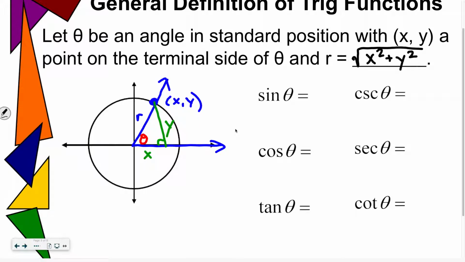Okay. So if we have our triangle labeled, then what is sine always going to be? It's always going to be y over r. What's cosine? x over r every time. And tangent will always be y over x, opposite over adjacent. However, you can say x over y for cotangent. Cotangent is its reciprocal.